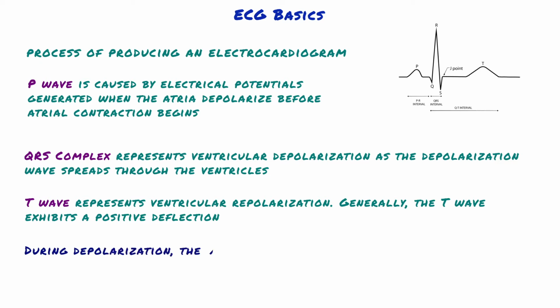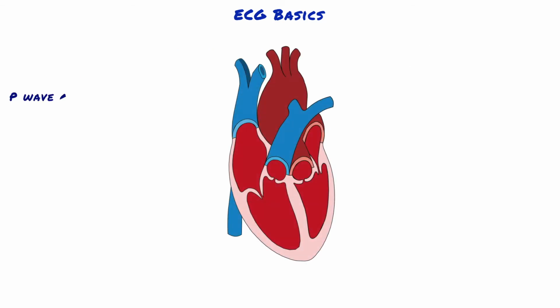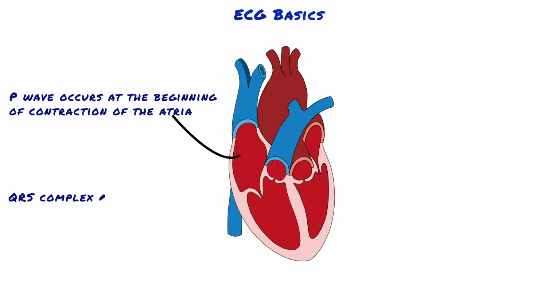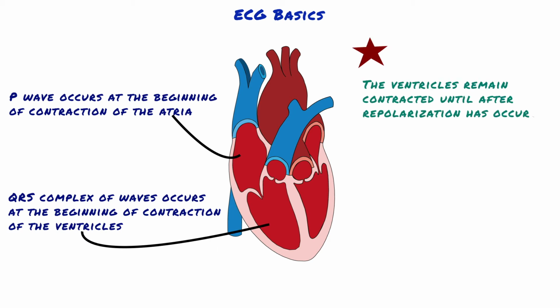During depolarization, the normal negative potential inside the fiber reverses and becomes slightly positive inside and negative outside. Before the muscle contraction, depolarization must spread through the muscle to begin the chemical process of muscle contraction. The P wave occurs at the beginning of the contraction of the atria, and the QRS complex of waves occurs at the beginning of contraction of the ventricles. The ventricles remain contracted until after repolarization has occurred, that is, until after the end of the T wave.